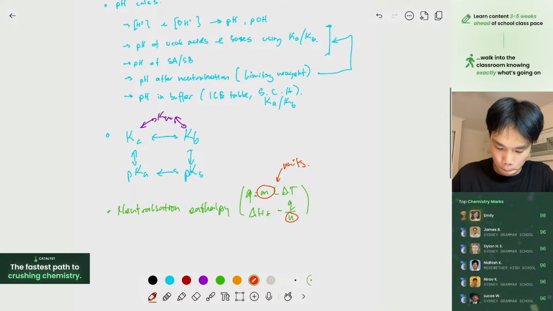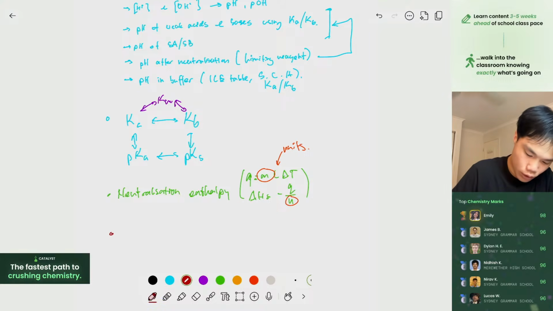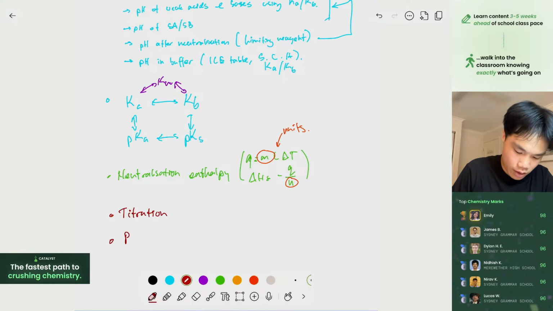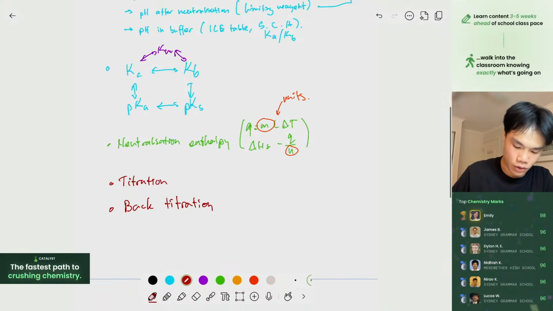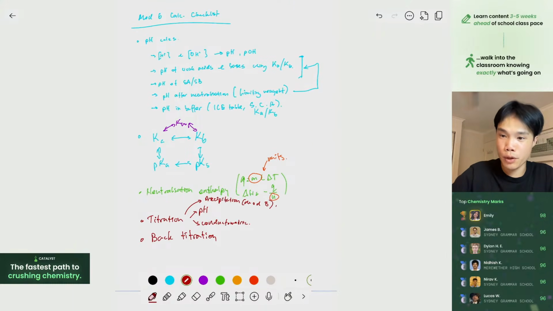Then we have, of course, the final part of the module, which is your titration calculations, so finding concentrations. I won't speak too much on that. As we talked about today, there's your back titration, which is the extension of titration. Within titration, you obviously have your pH-based and your conductometric, so you need to know both of those. And if you're unlucky and your school wants to go ahead, you might also get precipitation titration this term, although this is more of a Mod 8 concept. That's all of the Mod 6 calculations you need.